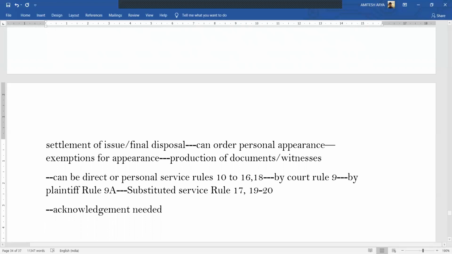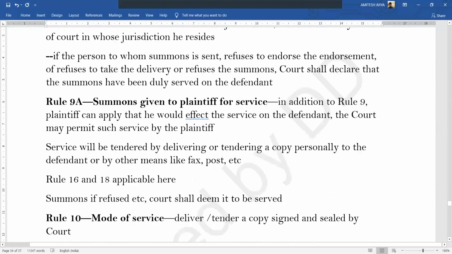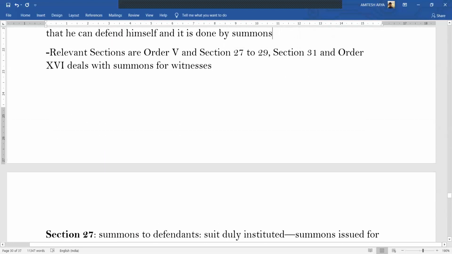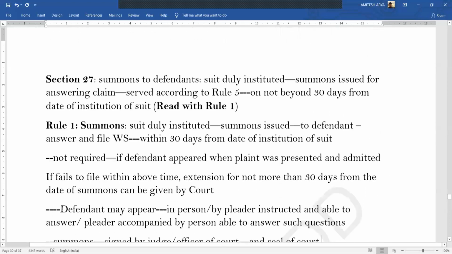We moved on from pleadings to summons. Summons becomes important because if a summons has not been established to be properly served, we cannot proceed forward, because the defendant has a valid ground in saying that I was not served the summons and had no idea what to do. That is why you will not be able to proceed. So summons becomes important, and the relevant rule and order is Order 5 and sections 26 and 27 to 29.